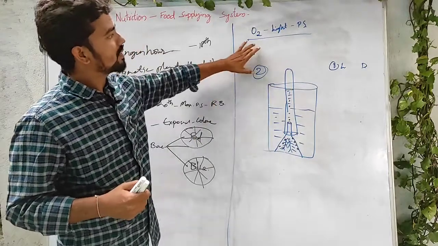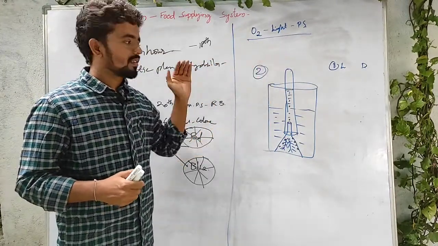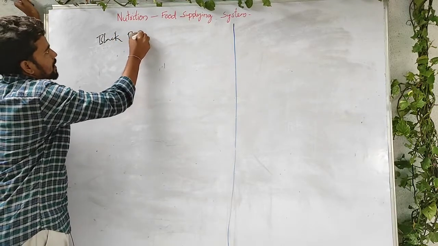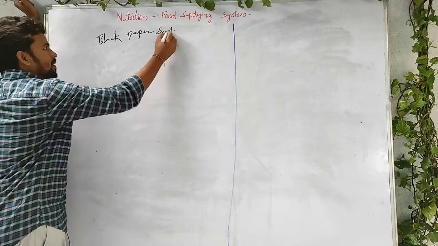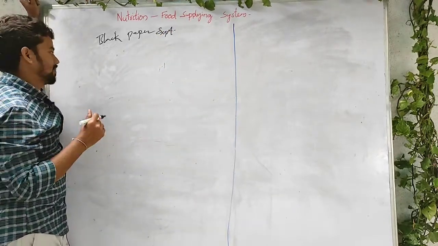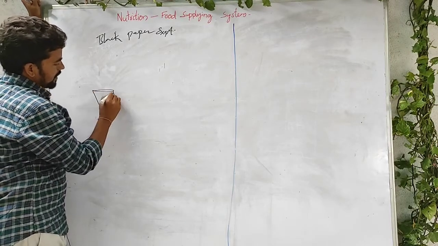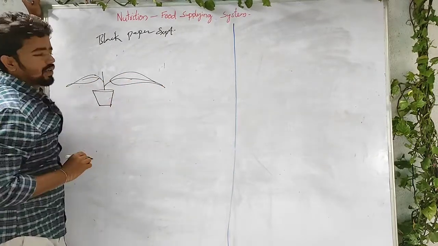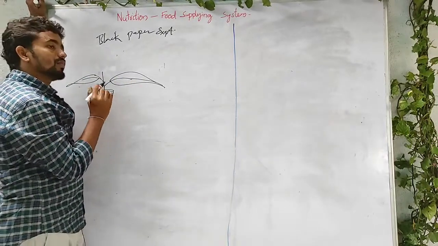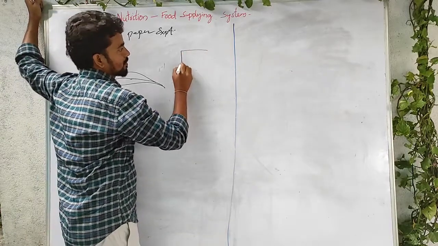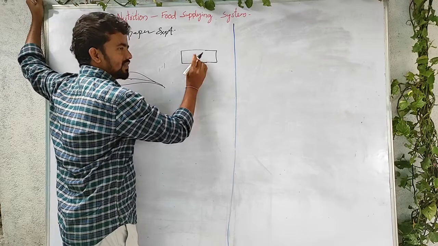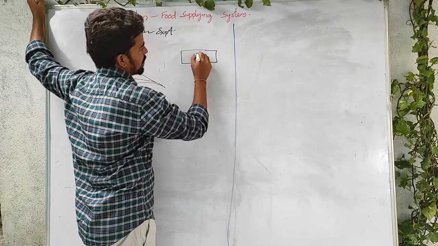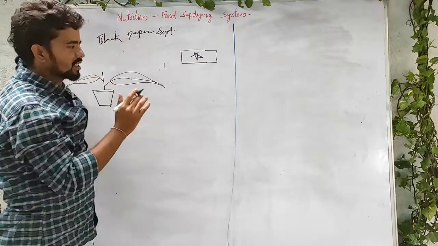Okay, so now let us see that light is necessary for the process of photosynthesis. Black paper experiment. To do this activity, we need a de-starched plant. So this is a de-starched plant. Now we have to take a black paper and cut some shape on it, might be a star or rectangle, whatever. So like this, a star-shaped cut should be there.